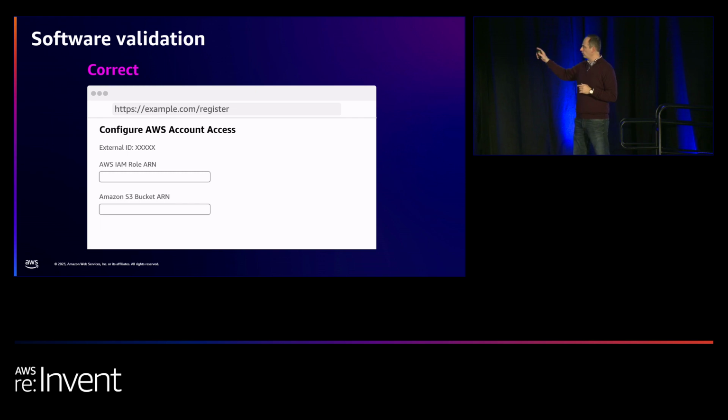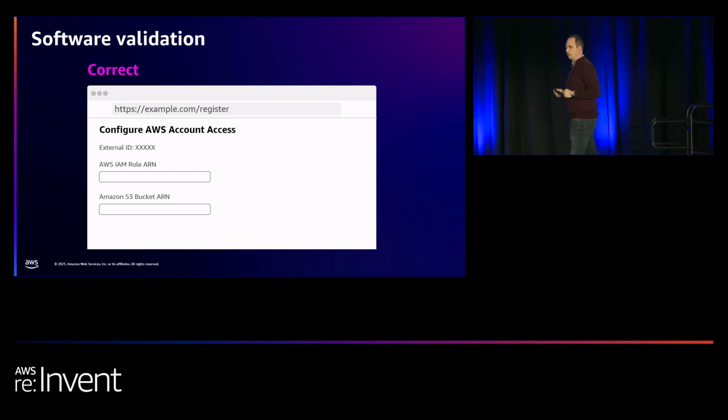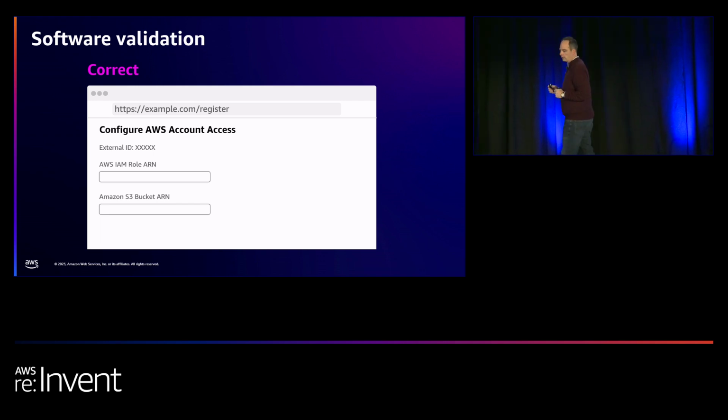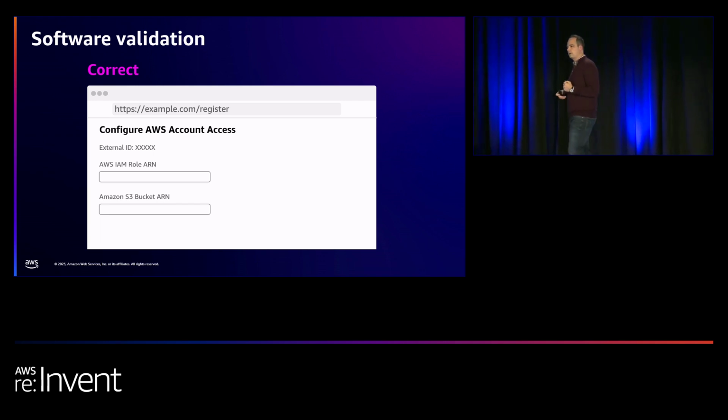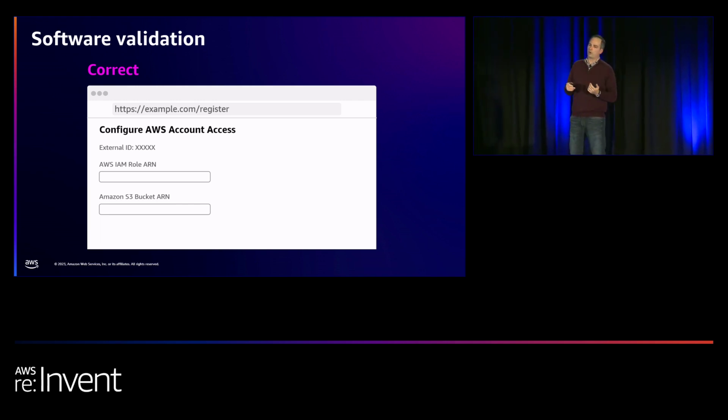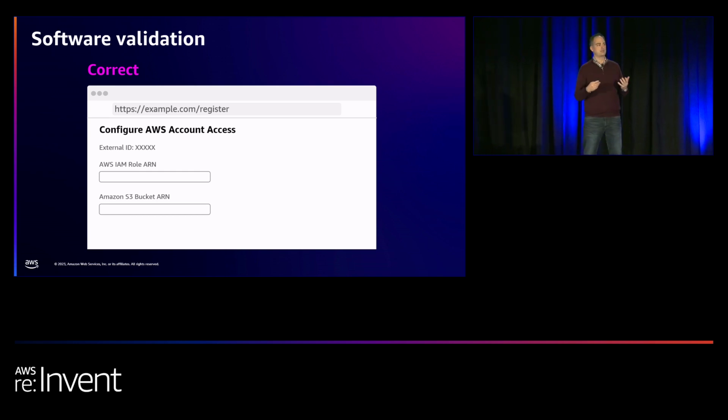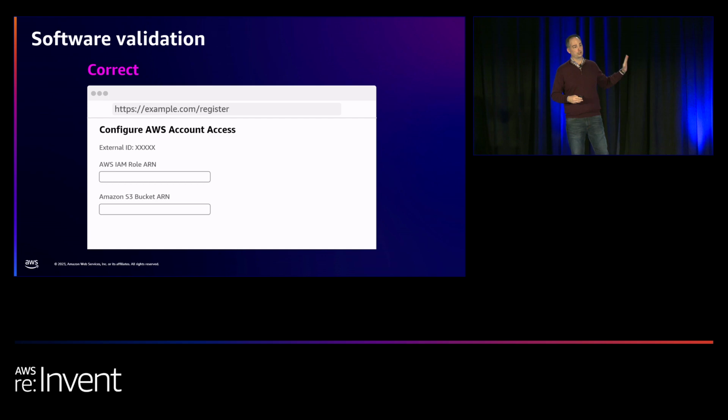Also important to note, if you'll notice up there at the top of this theoretical form that we're showing here, there's an external ID shown there too. That's really important for mitigating something called the confused deputy problem. I don't have time to get into all the nuance of how exactly that works right now, but there's some great documentation. We've got a link on the next page that you can read more about that. But again, this is super important. If you're going to access customer accounts, make sure you're doing it this way, not asking for static credentials.